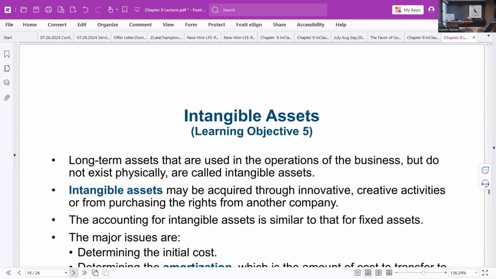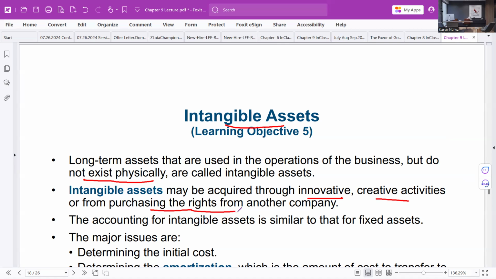Next, in addition to these fixed assets and the natural resources, we have another kind of long-term asset that we have to systematically allocate its cost to an expense account over its useful life. They're called intangible assets. These intangible assets are used in the business, just like fixed assets and natural resources. But these intangible assets, they don't exist physically. They have no physical substance.